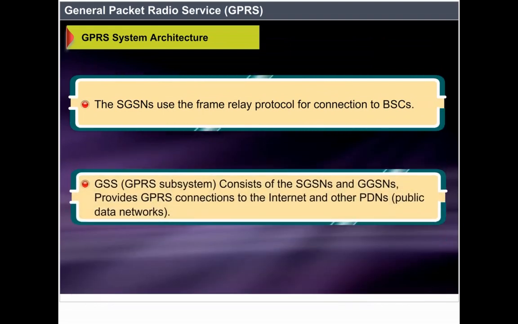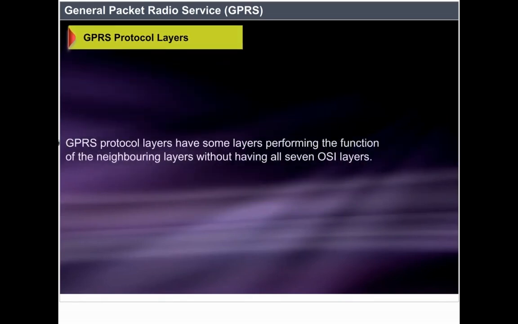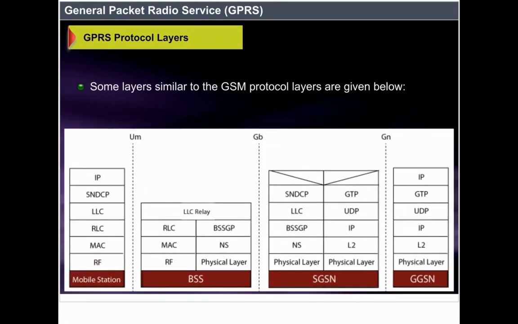GSS, GPRS subsystem, consists of the SGSN and GGSN, and provides GPRS connections to the Internet and other PDNs, public data networks. GPRS protocol layers. GPRS protocol layers have some layers performing the function of the neighboring layers without having all 7 OSI layers. Some layers similar to the GSM protocol layers are given below.